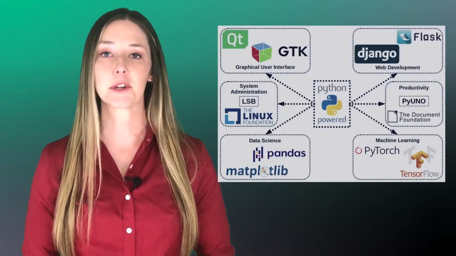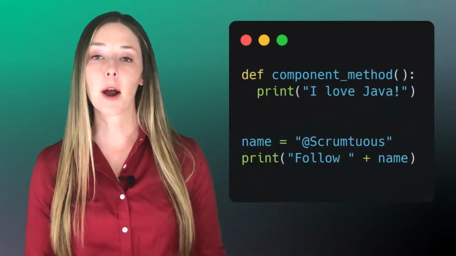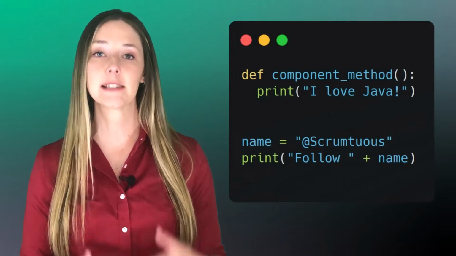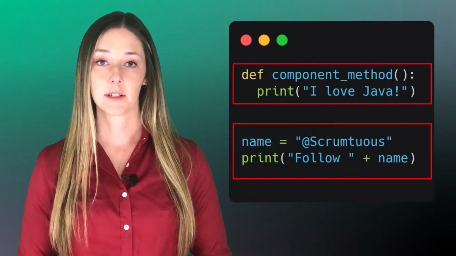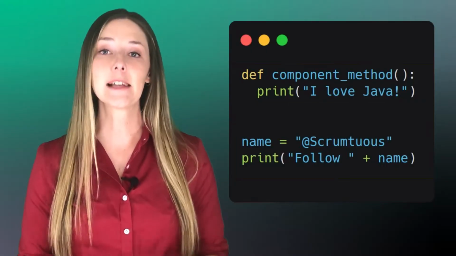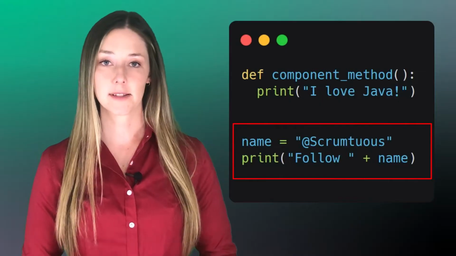Python is often used to create object-oriented systems or libraries of functional methods. However, a problem occurs when a Python file contains both top-level code and a component definition. The problem? Anytime a developer imports the component, all of the top-level code runs.